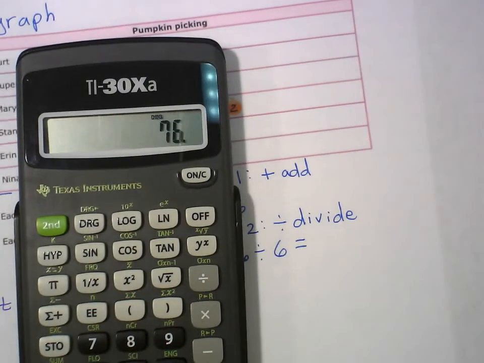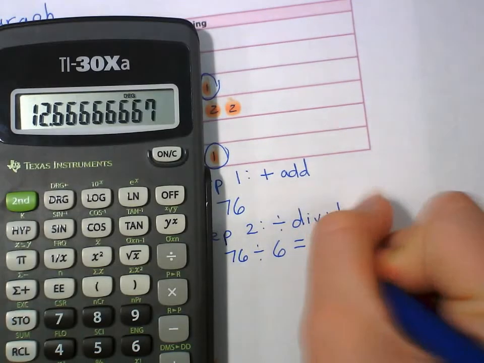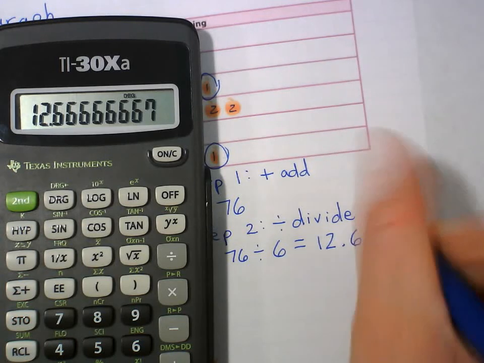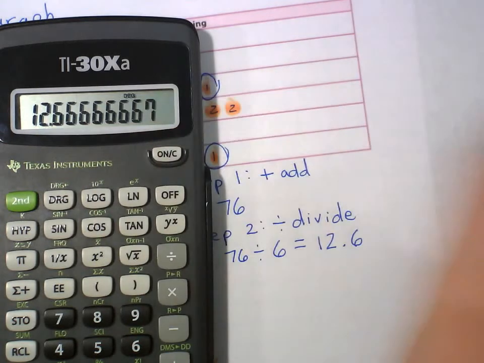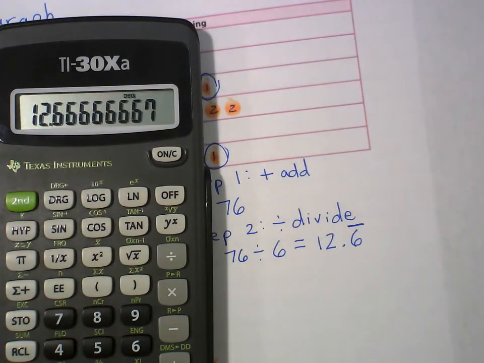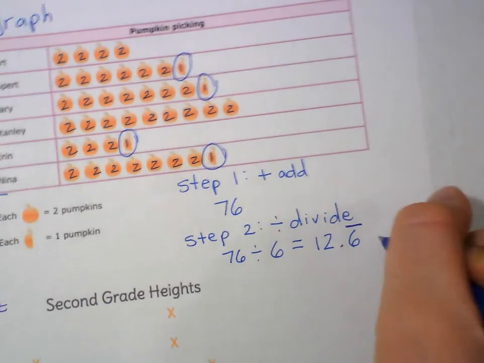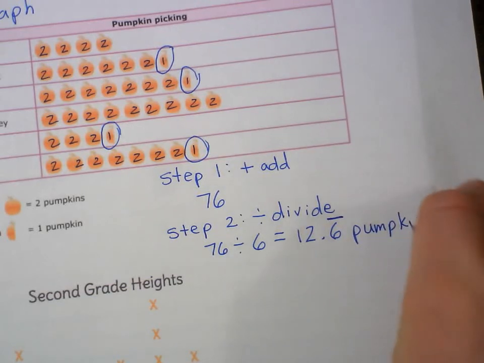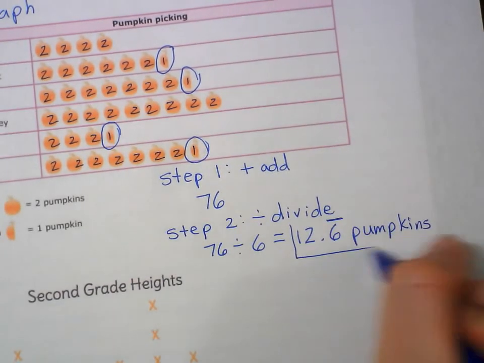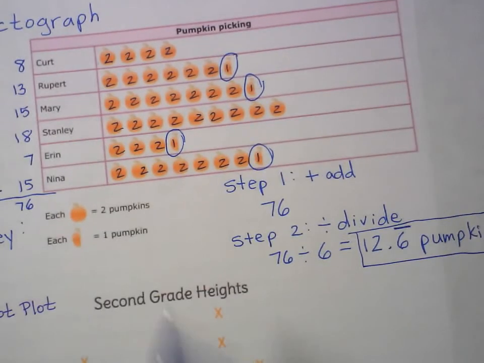So on average, the mean means average. On average, 76 divided by 6, 12 point. You guys know that just means the 6 keeps repeating, and then they round it up at the end because the calculator screen doesn't go forever. Just put the bar. So on average, 12.6 pumpkins were picked by each person. Okay, that's our unit, pumpkins.